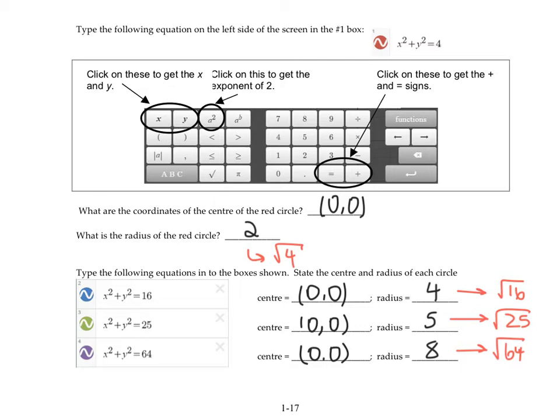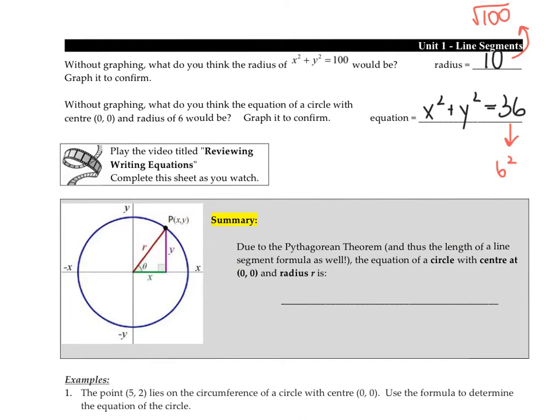Now the connection you should have seen here is if you square root that number to the right of the equal sign, you're going to get the radius of your circle. So the square root of 4 is 2. The square root of 16 is 4. The square root of 25 is 5. The square root of 64 is 8. Without even graphing, if you saw the equation x squared plus y squared equals 100, if you take the square root of 100, that's going to give you the radius, so it's 10.